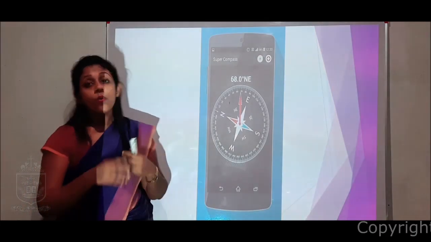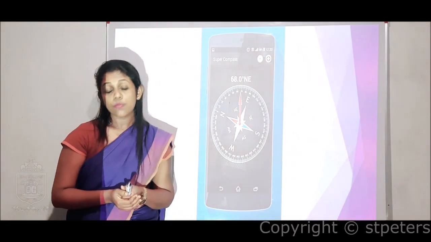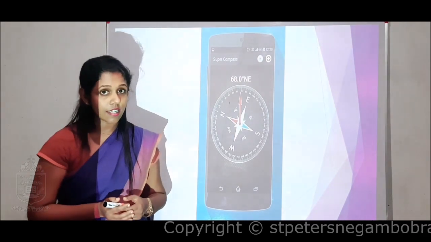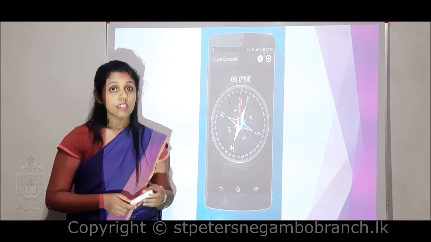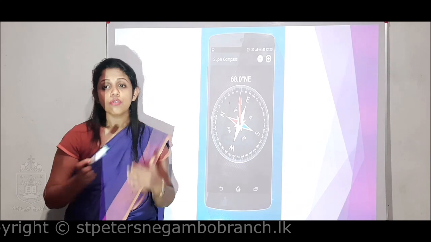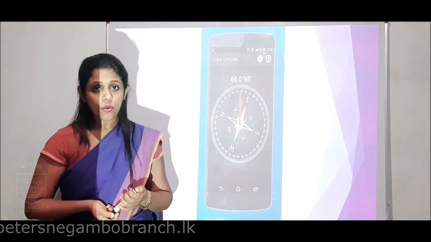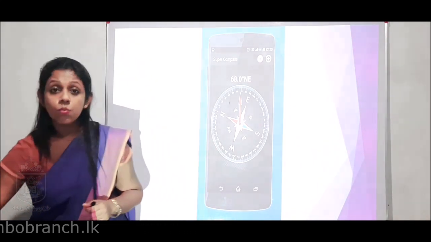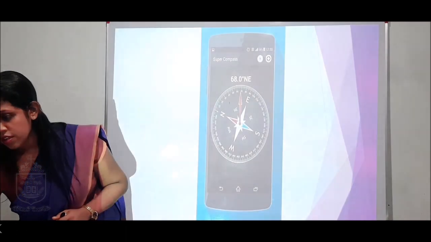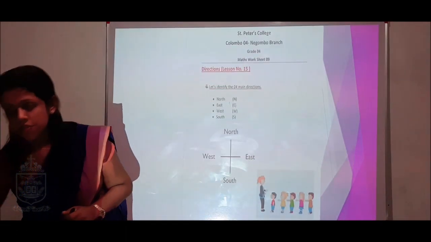Okay, now we are going to move to the worksheet which we sent last Monday. The study pack 9, worksheet number 9. So you can take out your worksheet now. I'm going to move to the worksheets. Right.